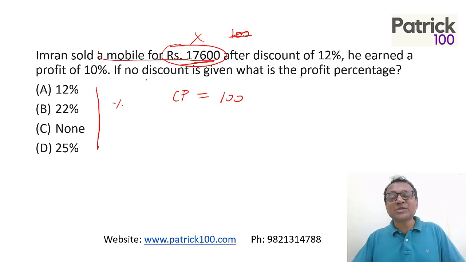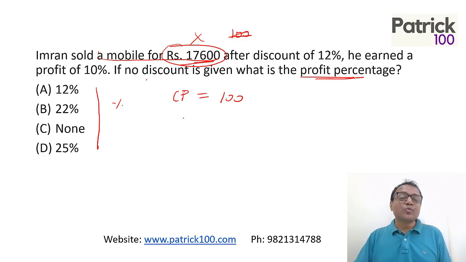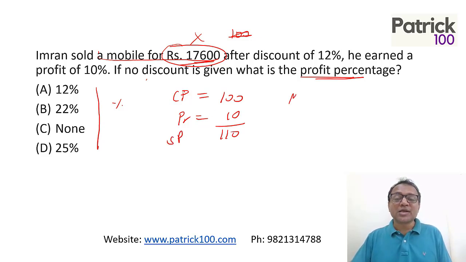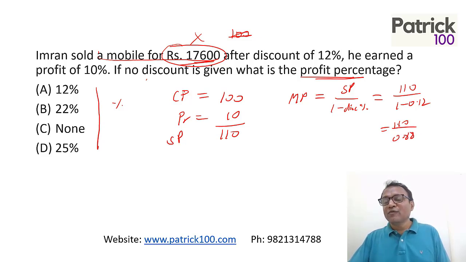Why cost price 100? Because the profit percentage is calculated on cost price. So we start with cost price 100. So profit is 10%, so you get 110 as the selling price. Now you want the mark price, right? Mark price is what will give you the price without discount. So mark price is nothing but selling price, which is 110, upon 1 minus discount percentage. 110 upon 1 minus 0.12, 110 upon 0.88. Solve it, and it becomes 125.